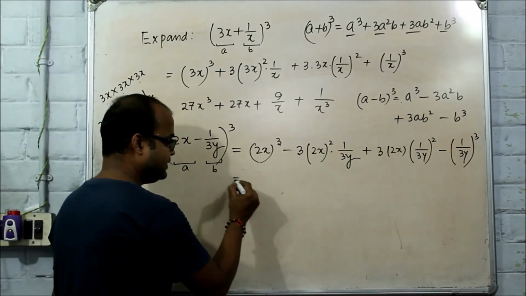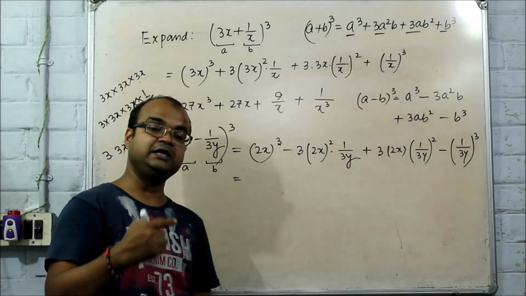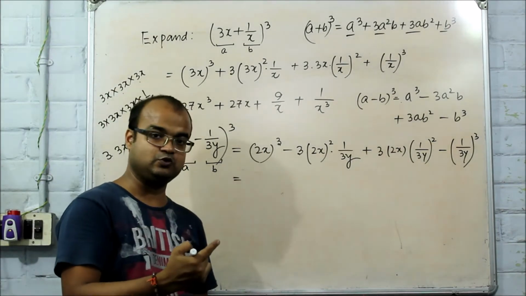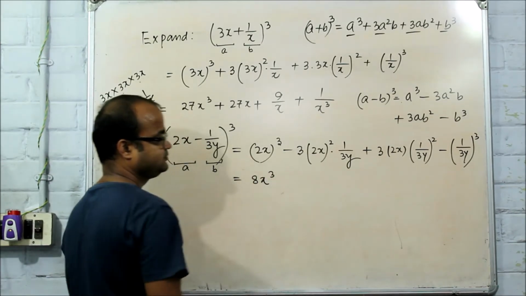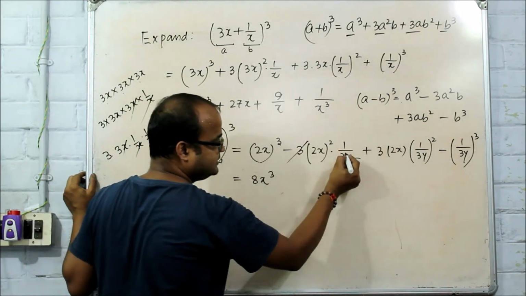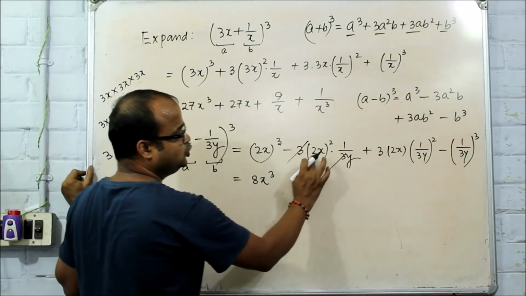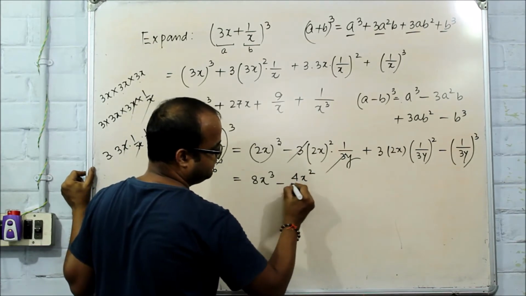So now we simplify 2x cube. 2x cube means 2x multiplied by 2x multiplied by 2x. So you will get 2 cube means 8x cube. Clear? Now see, this 3 and this 3 will get cancelled. 2x square means minus 4x square by y.